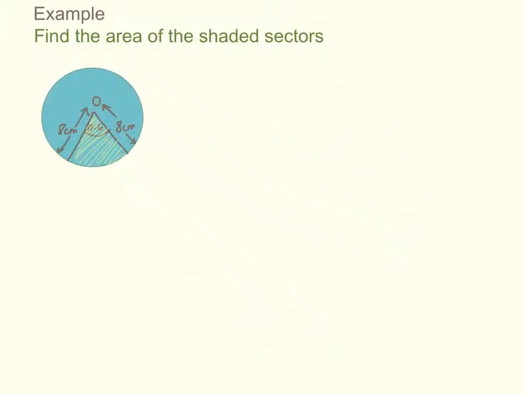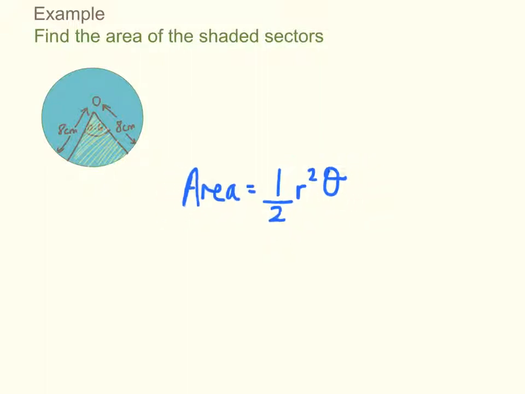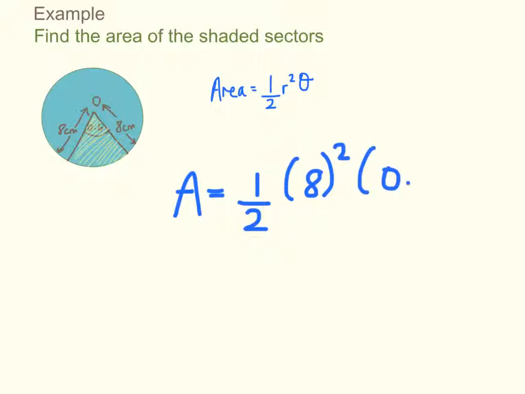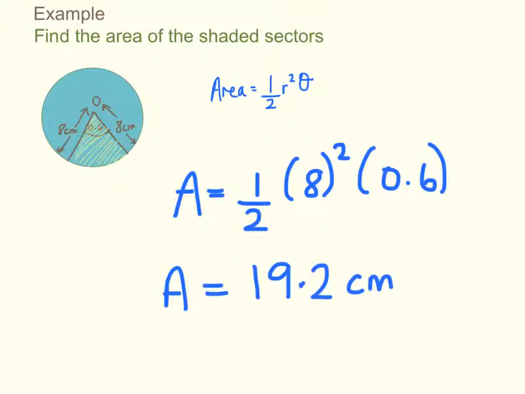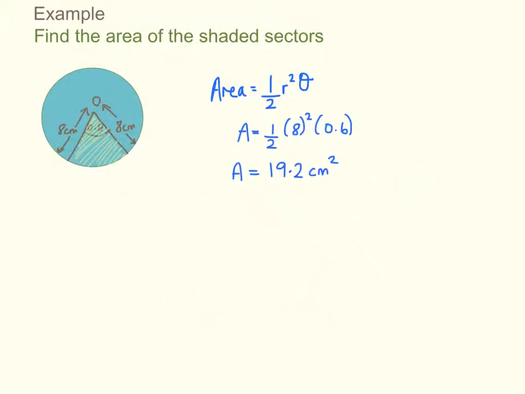So all I do is recall that formula we looked at in the previous slide. The area is going to be a half times r squared theta. r is going to be 8, theta is 0.6, so we just plug that into the formula. So that's going to be a half times 8 squared times 0.6. If you work that out on your calculator, that'll give us 19.2 centimetres squared, and I've rounded that to 3 significant figures. Job done.